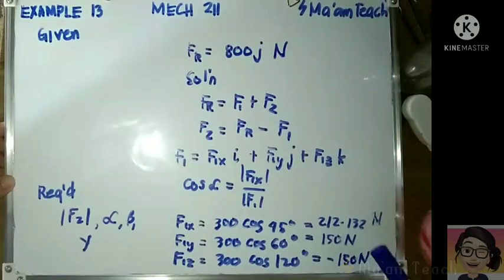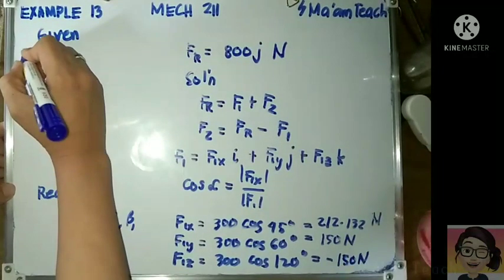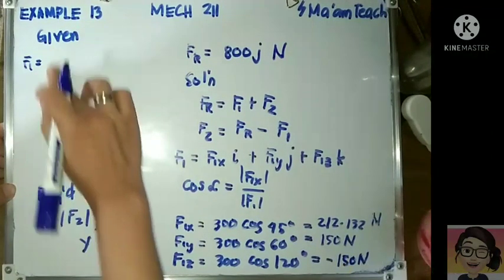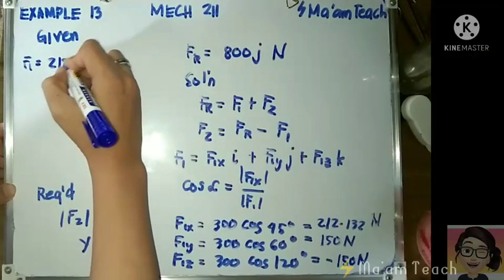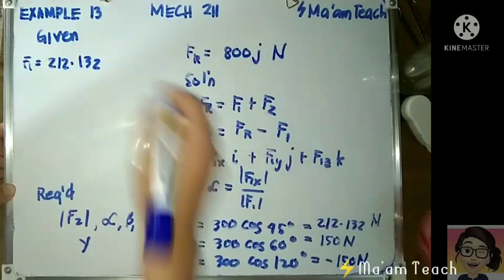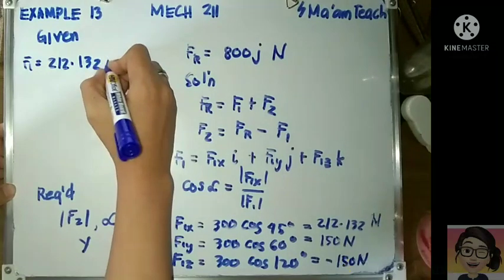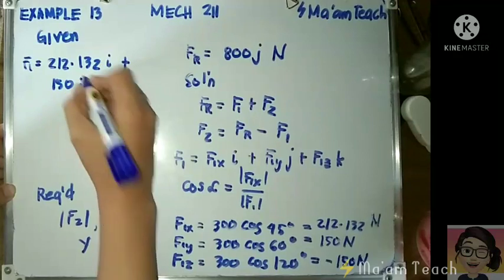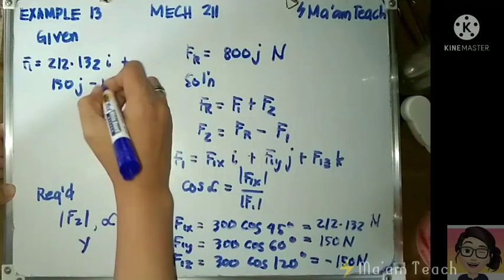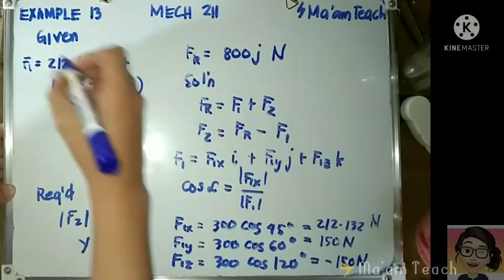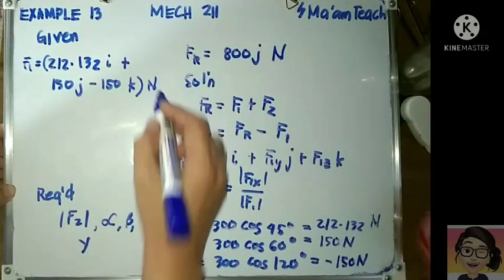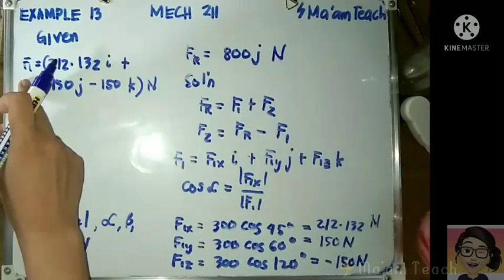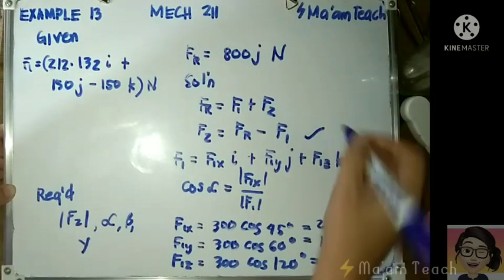So, substituting, your F sub 1, so F1x is 212.132, and then it is i plus 150j minus 150k. And the unit is Newton. Okay? So as you can see, this is our F sub R, this is our F sub 1. So we can now substitute here.